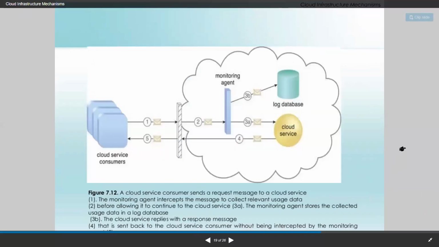Next, you can see there is a diagrammatic representation. You have your cloud service consumers, your monitoring agent, your log database, and your cloud services. The first arrow, the first message going out, is the monitoring agent sending a message to collect the data on what services you have used so far, what services you have taken, and how much you have used them. So that is your step one.